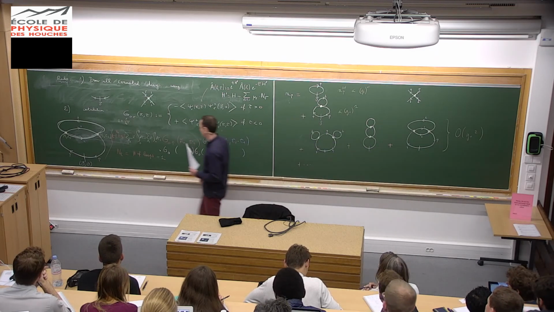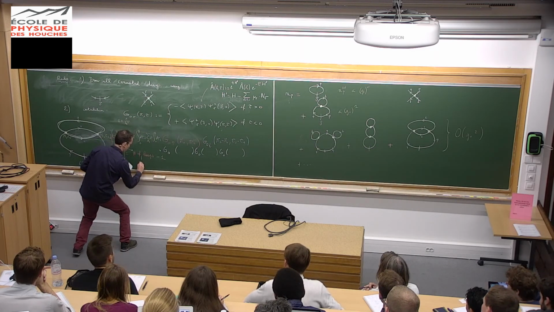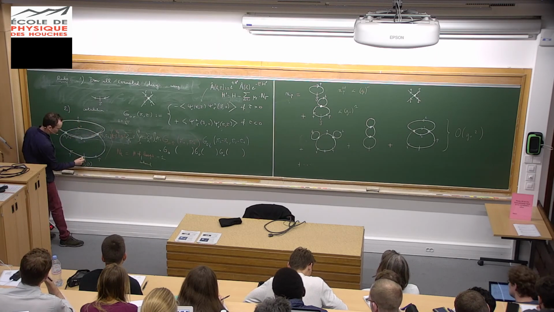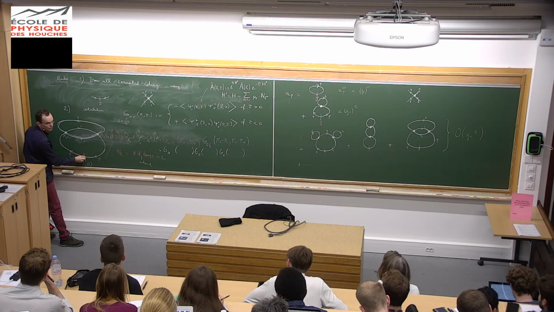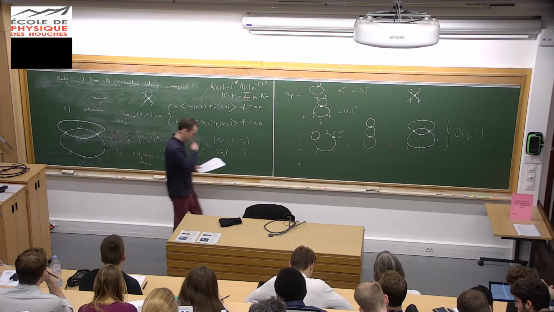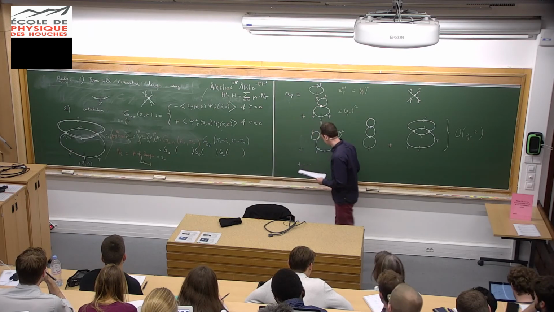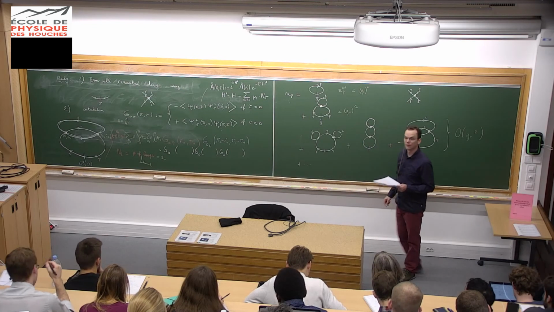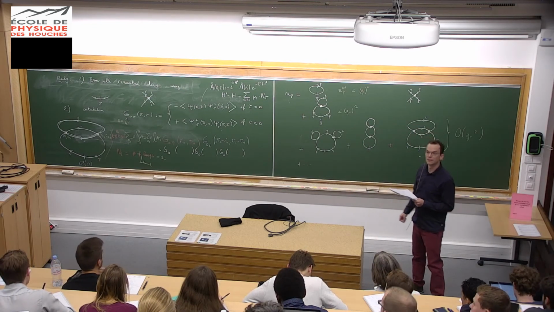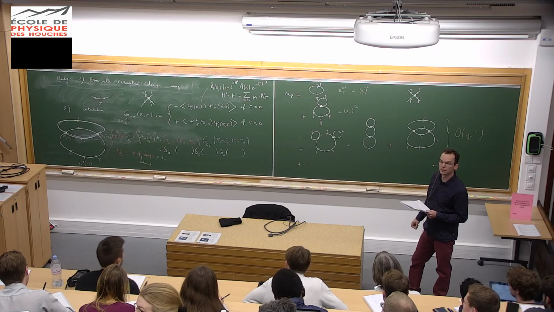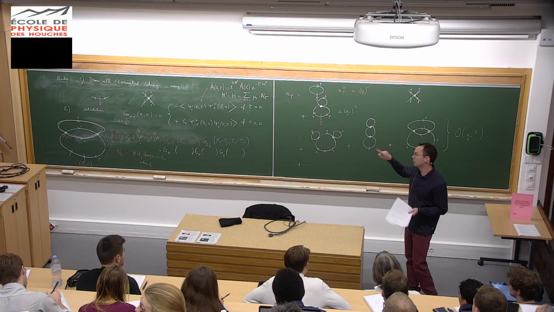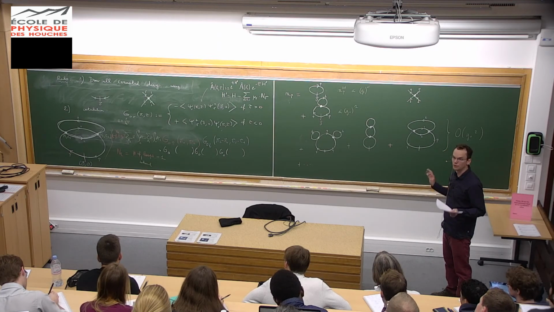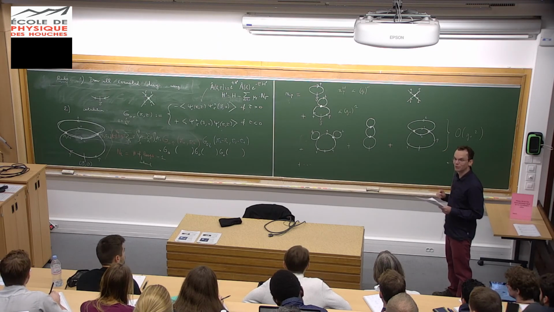No, because it's only the internal loops. Internal means that you are not allowed to go through this external point. Okay, so yes. You should follow the arrows. Just follow the arrows, like in traffic.